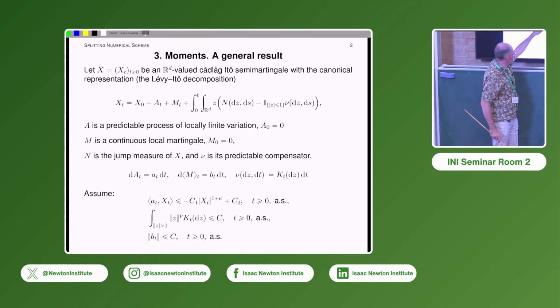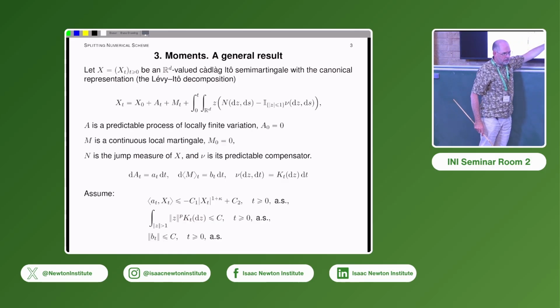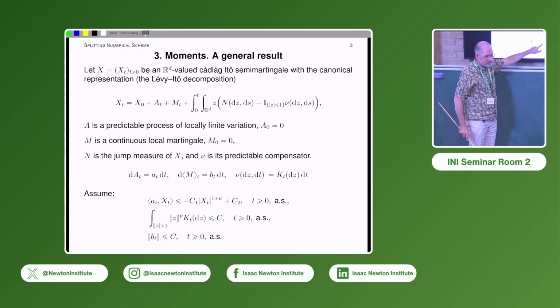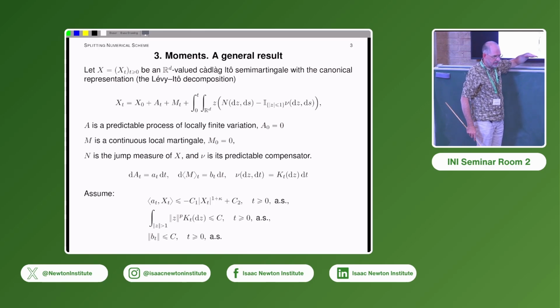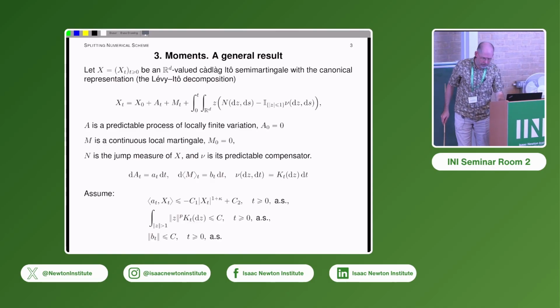Assume that it is dissipative with some power, some order kappa larger than 1. In our case, it is 9. Assume that the jumps have heavy tails integrable with some power. In our case, it's everything up to 1. B, well, we forget about B at the moment, this is the Gaussian part.